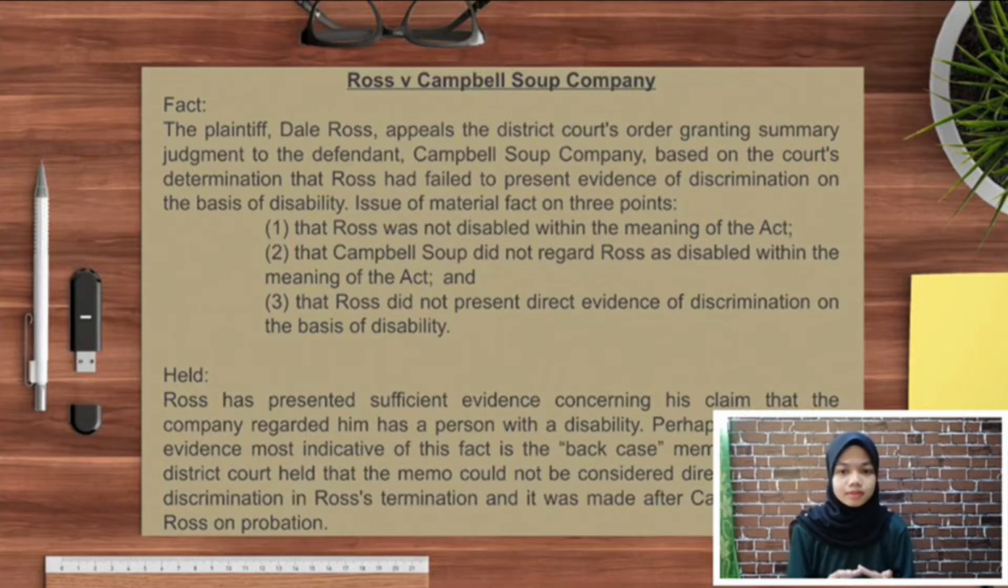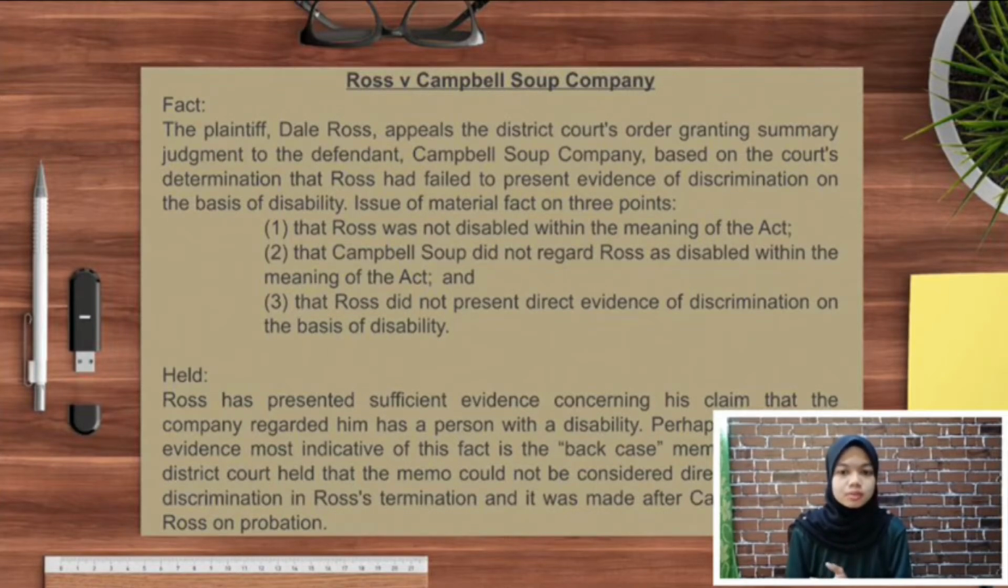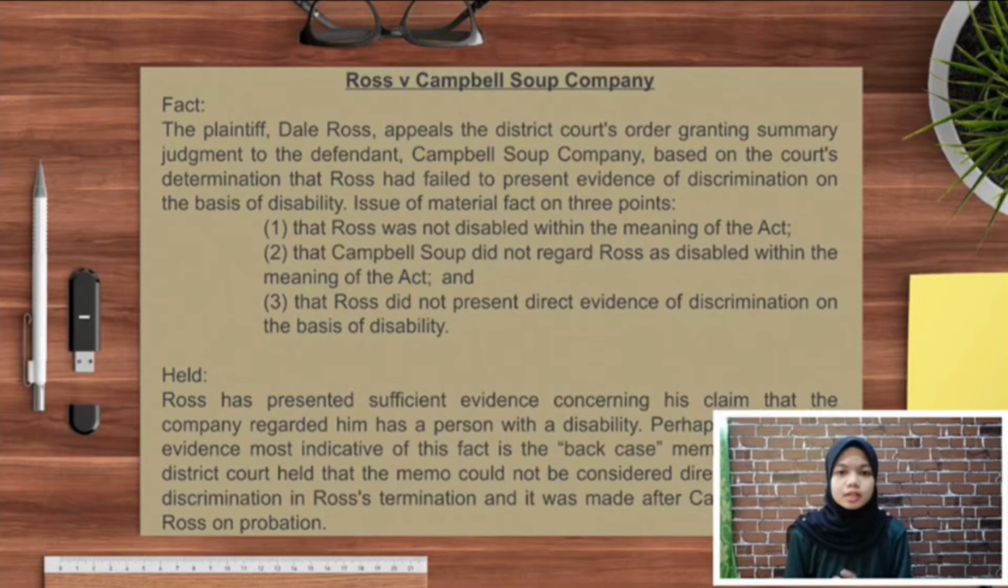Perhaps the piece of evidence most indicative of this fact is the back case memo. So finally, the district court held that the memo could not be considered direct evidence of discrimination in Rose's termination, and it was made after Champer placed Rose on probation. Next, my group member will explain more about the cases that relate to the capital allowance of plant and machinery.